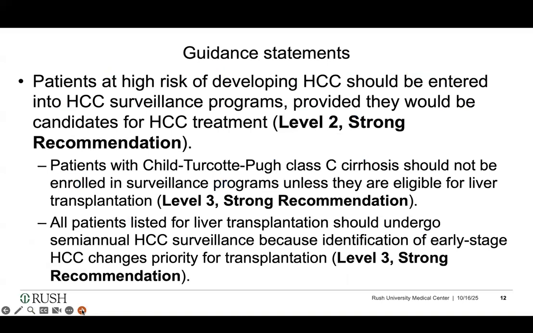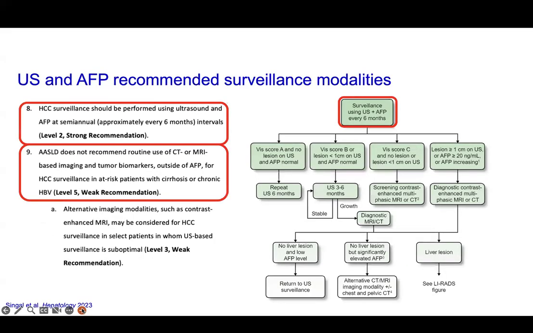So our guidance statements, again, we just went over this, but they say if you're at high risk of developing liver cancer, you should be entered into a liver cancer surveillance program. And this is a strong recommendation, level 2. We already talked about the fact that if you're not a transplant candidate, Child C cirrhotics do not need to be surveyed, although that is arguable. And if you are a liver transplant candidate, it's especially important to undergo surveillance because it starts to change access and prioritization for transplant.